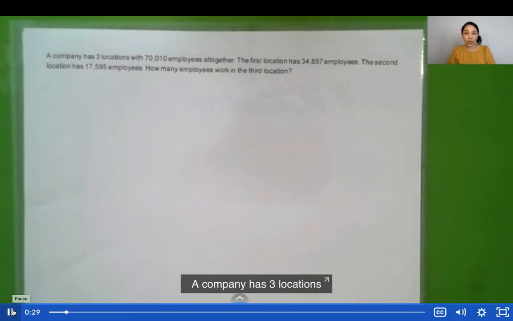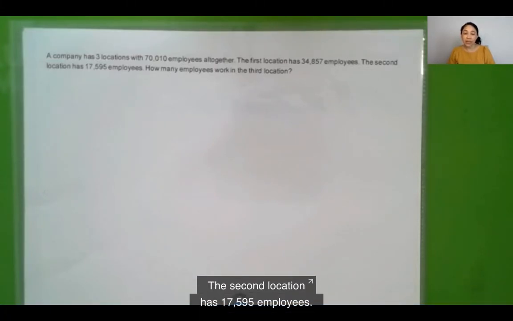A company has 3 locations with 70,010 employees altogether. The first location has 34,857 employees. The second location has 17,595 employees. How many employees work in the third location?